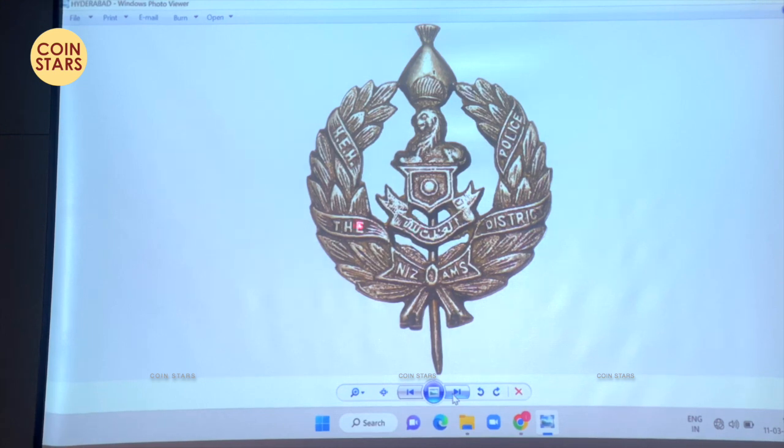Next. This is Nizam of Hyderabad, the district of Nizams, HEH, police badge. And this pagdi is typical of Nizam, all the Nizams you will find with this kind of headgear.